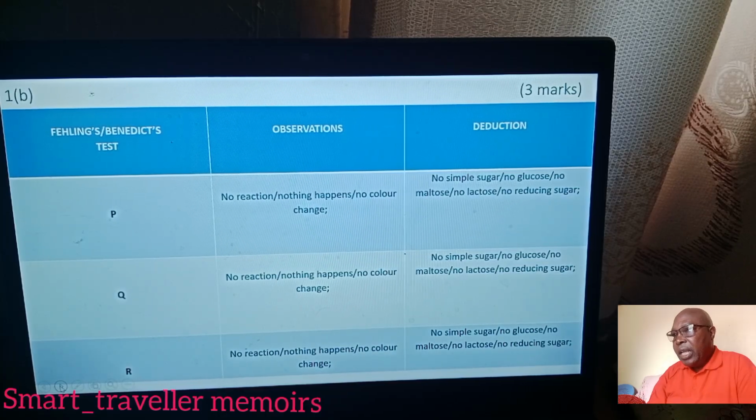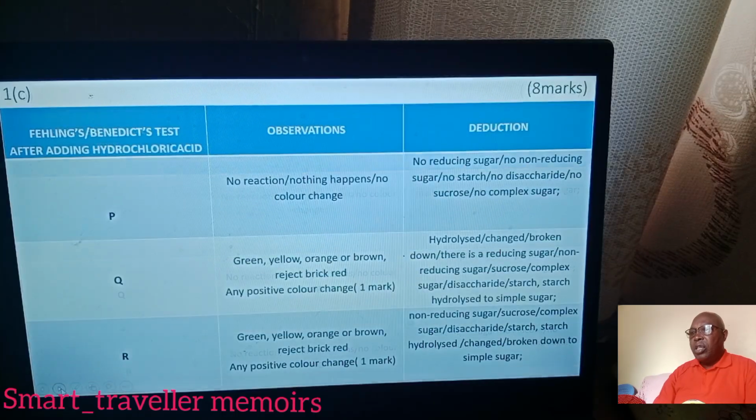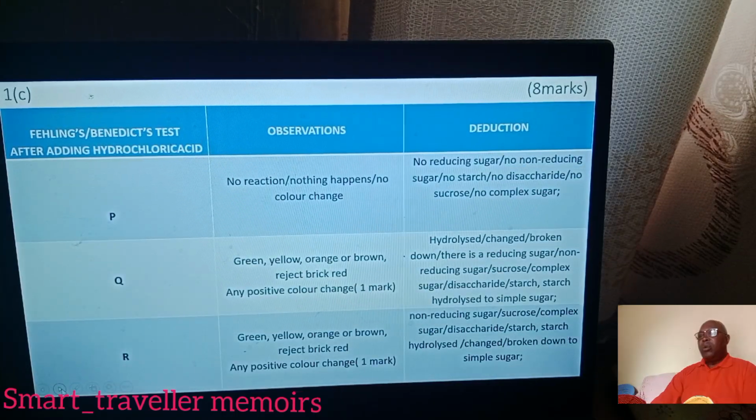Q: no reaction, nothing happens, no color change. Deduction: no simple sugar, no glucose, no maltose, no lactose, and no reducing sugar. And finally, R, again, observations: no reaction, or you say nothing happens, or no color change, and you deduct saying no simple sugar, no glucose, no maltose, no lactose, or no reducing sugar.